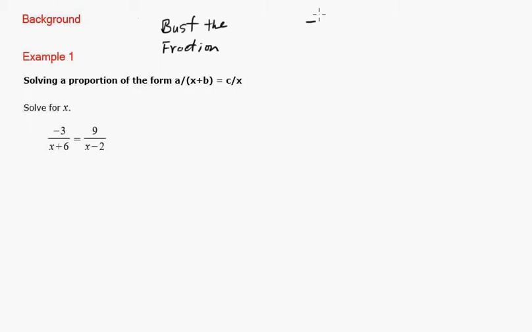I'm going to write it up here because I'm going to need some room. I got x plus 6 equals 9 over x minus 2. So the idea behind bust the fraction is you take whatever's in the denominator and multiply the equation by it. X plus 6, I have to put parentheses in here. This is going to look like 6 times negative 3, and it's not. It's x plus 6 times negative 3. Okay, and for some reason I just like to put parentheses everywhere.